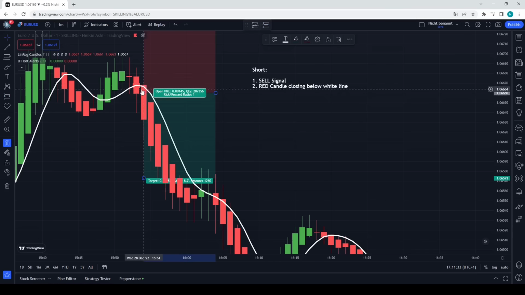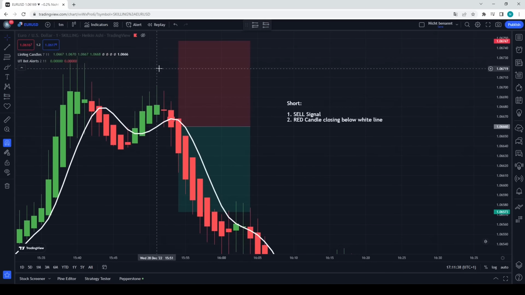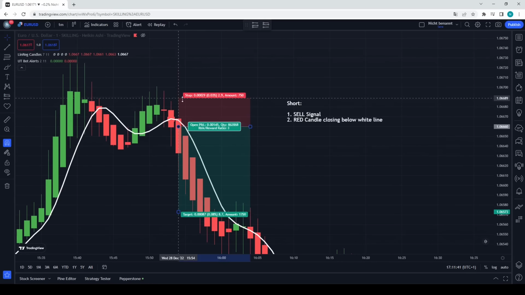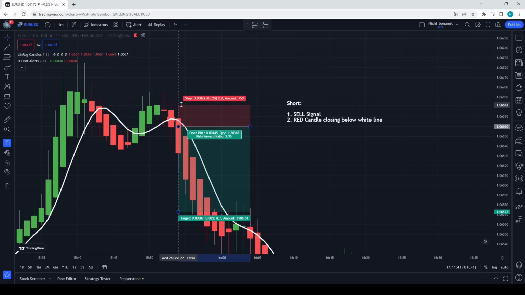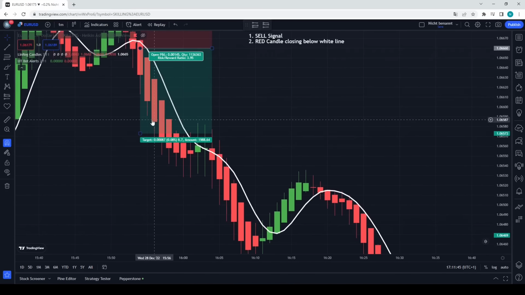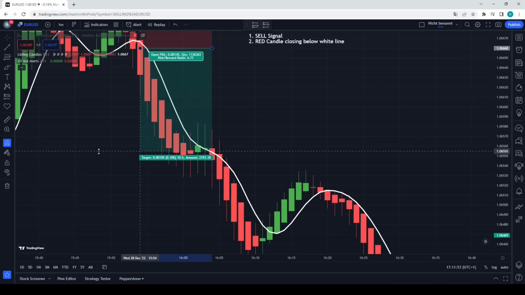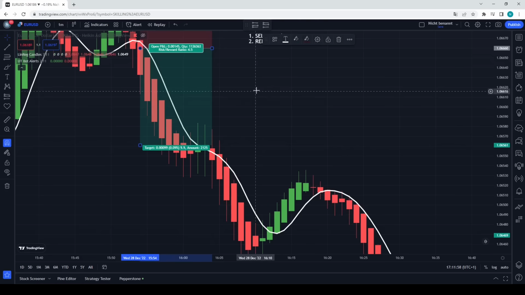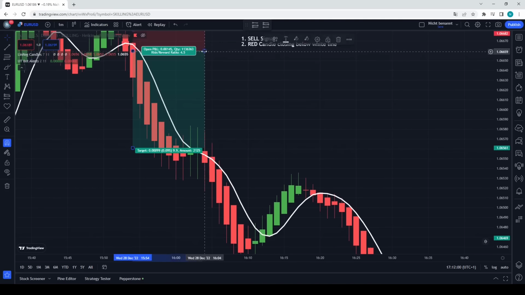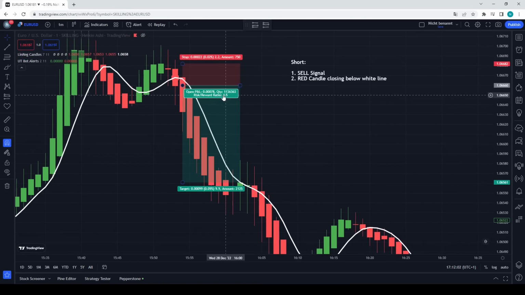As we are very close to the line, we put our stop loss above the recent swing high, right above over here. Then the same rules apply as in the long trade. We leave the short trade when we get the first green candle, which will be over here. And as you can see, here we also have a risk reward ratio of 4.5.